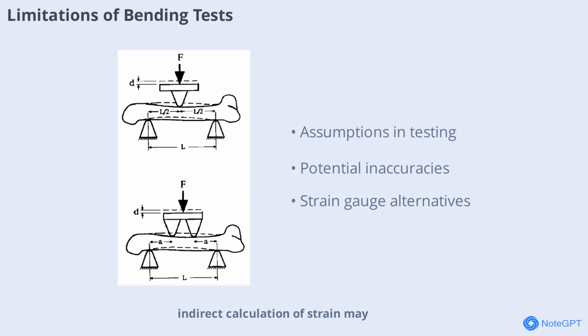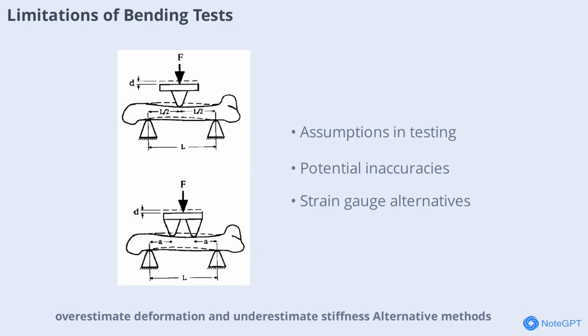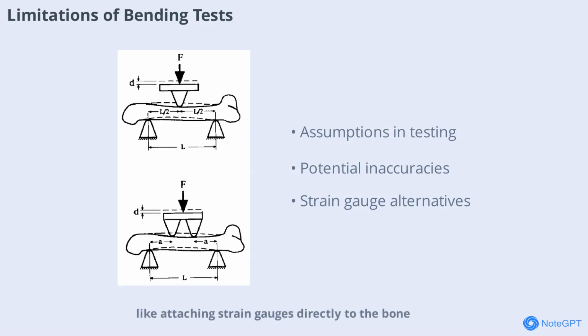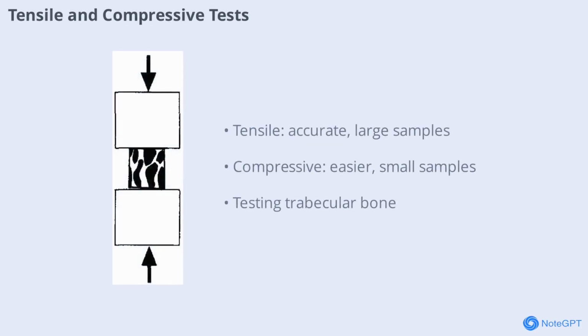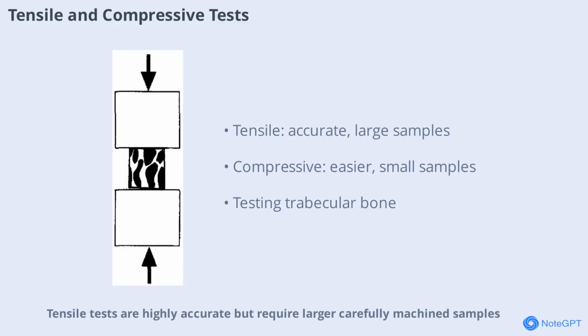For example, indirect calculation of strain may overestimate deformation and underestimate stiffness. Alternative methods, like attaching strain gauges directly to the bone, can provide more accurate measurements of intrinsic stiffness. Tensile and compressive tests are used to assess the mechanical properties of both whole bones and bone samples. Tensile tests are highly accurate but require larger, carefully machined samples, making them less suitable for trabecular bone. Compressive tests are easier to perform on small samples and better simulate in vivo loading for certain bones, but can be less accurate due to misalignment and boundary effects.